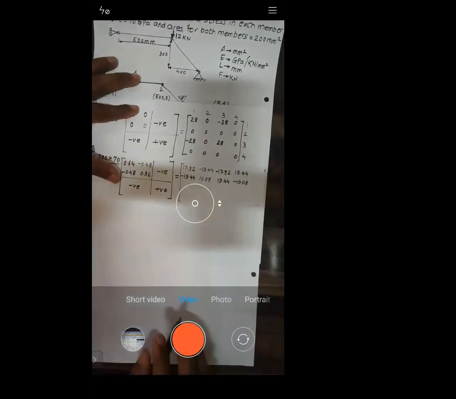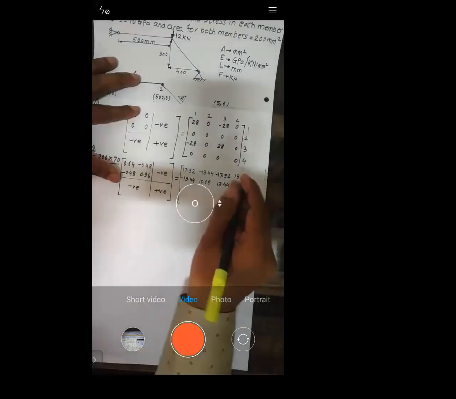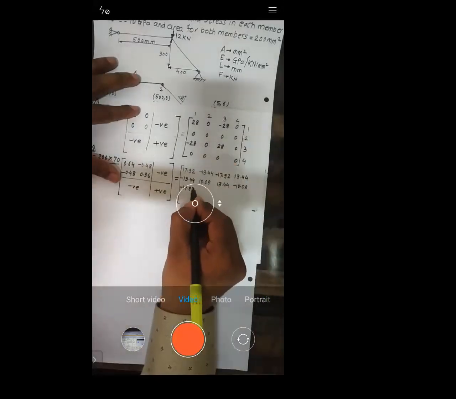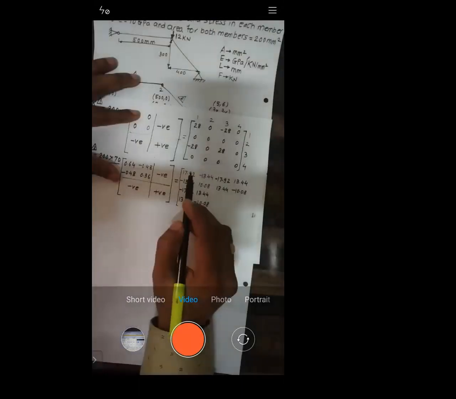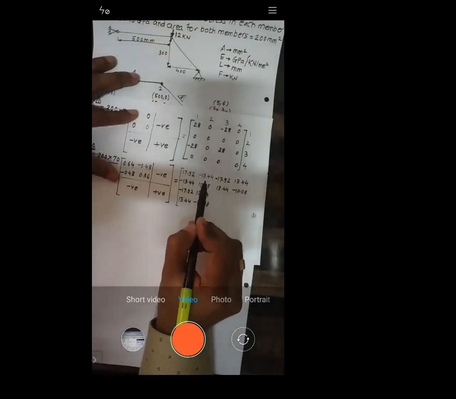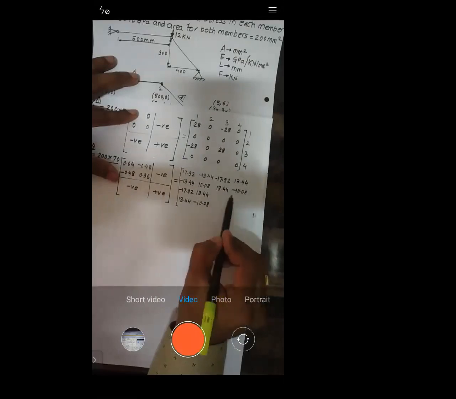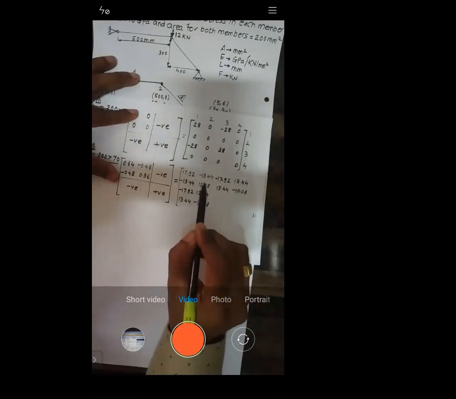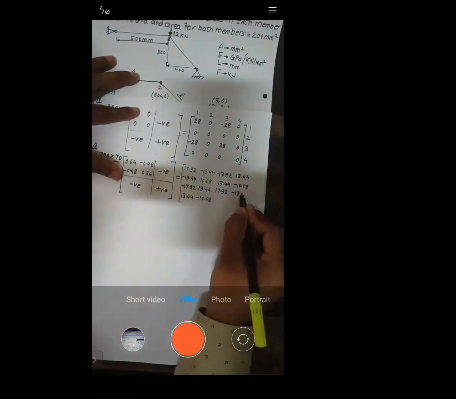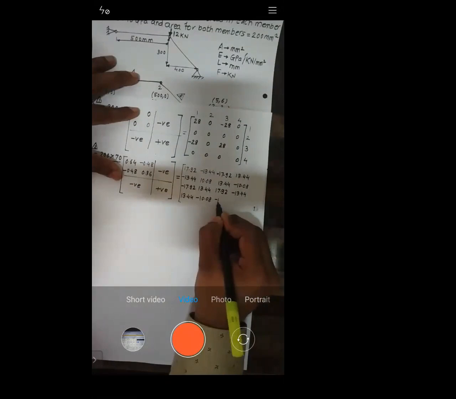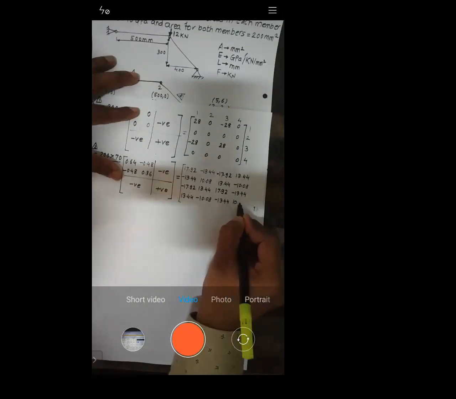This same I need to copy here. Minus 17.92, 13.44, 13.44, minus 10.08, right? See, when you write down here, you just make it minus. So it will come here. This same you copy here, and same this you copy here, right? So this is 17.92 minus 13.44 minus 13.44 and 10.08.